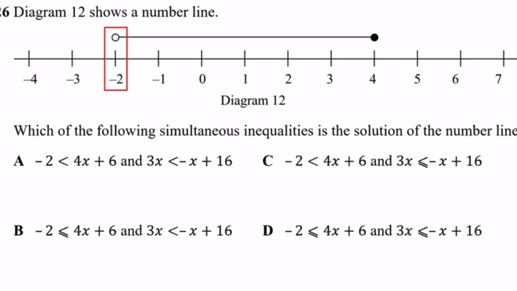By looking at the blank circle, we start with negative 2, and the line goes to the right, which means greater than, with no equal sign. Because the circle is empty, it is not inclusive of negative 2, and the line is going to the right, so it should be more than negative 2.